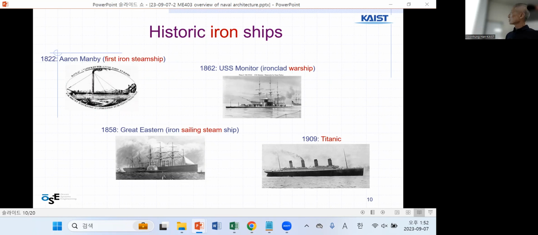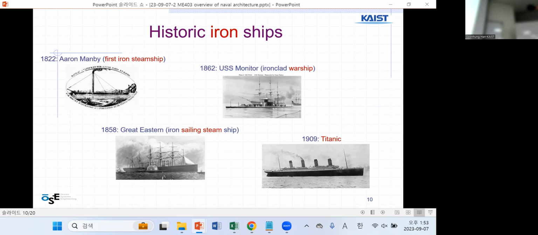And also you see that there is an ironclad. Clad means covered, covered warship, and also iron and sailing steamship together. So sailing and also steam engine together is used. Hybrid type, hybrid. But Titanic, there is no sails, only steam engine. So, but you have a big 4 engine rooms, 4 burning places. So big engine, high speed.